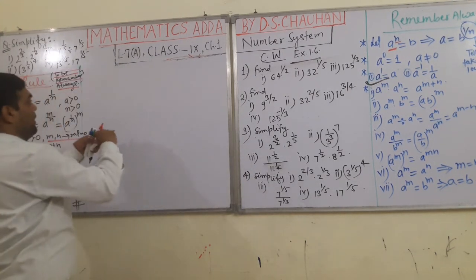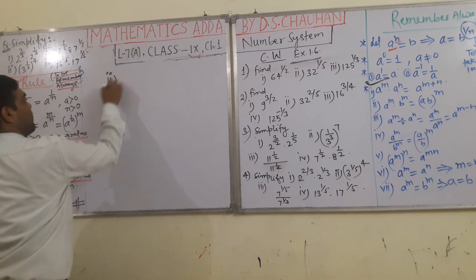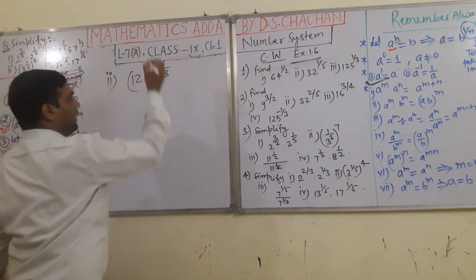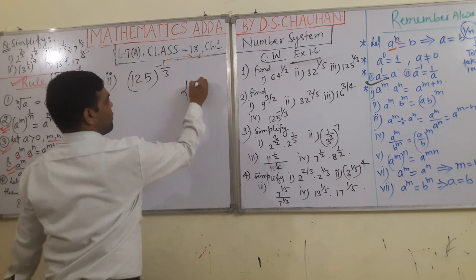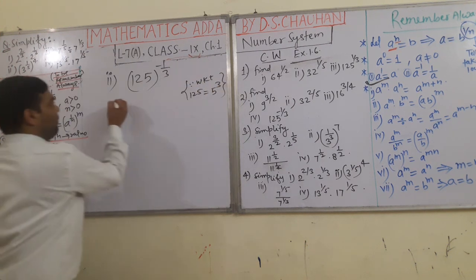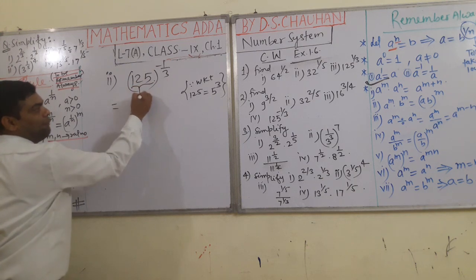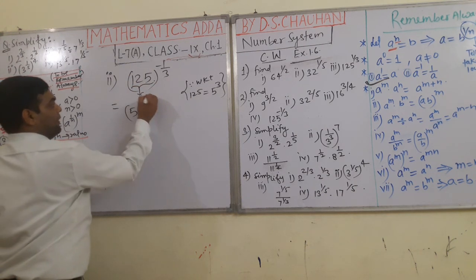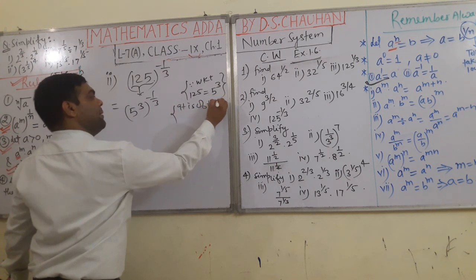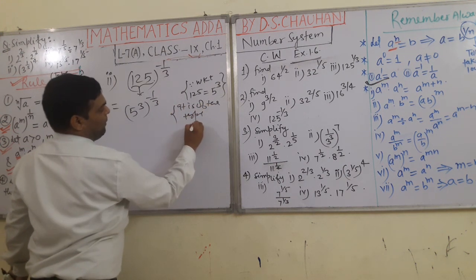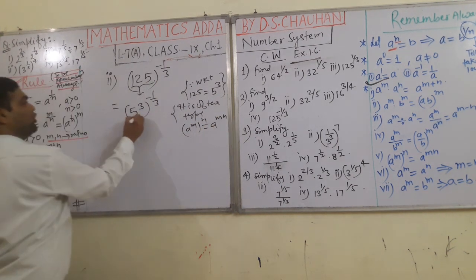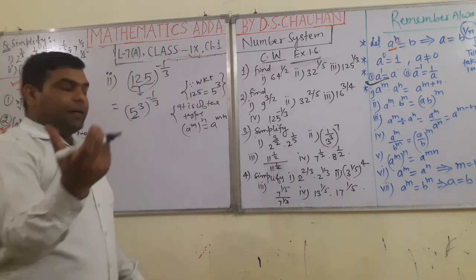See the next one here. We have to find 125 to the power minus 1 by 3. Since we know that 125 can be written as 5 cube, we will replace 125 by 5 cube. Here it is of the type a to the power m to the power n. What could it be? A to the power mn, where a is a positive number and m, n are some rational numbers.